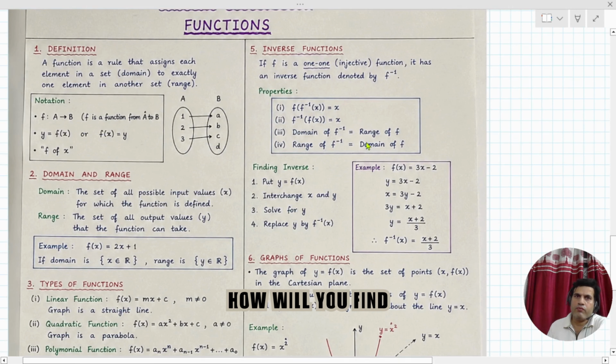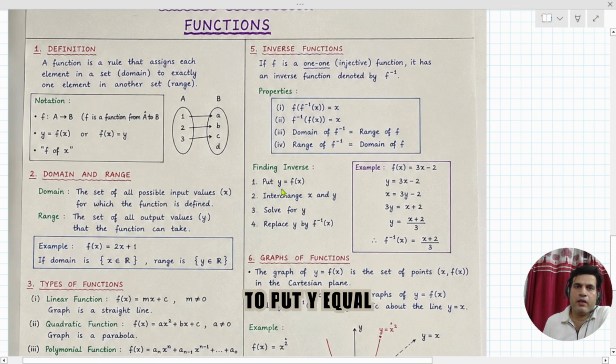Okay, so how will you find the inverse function? First we put y equal to f(x). Suppose here f(x) equals y, and this is y equals 3x minus 1. Then we change the variables, y into x and x into y, and then we find the value of y. So it will be plus 2 here, and this is 3y, and after changing, y equals (x plus 2) by 3. And this y we will write as f inverse(x) equals (x plus 2) by 3.